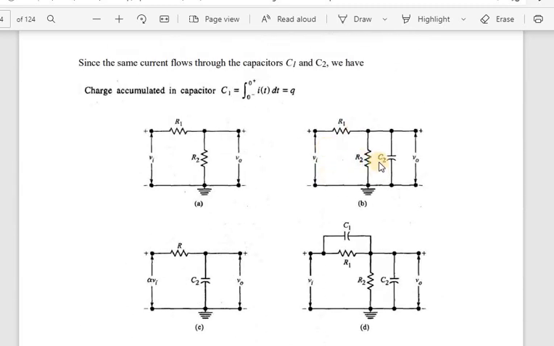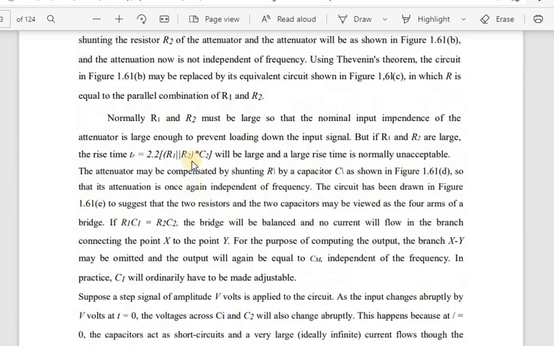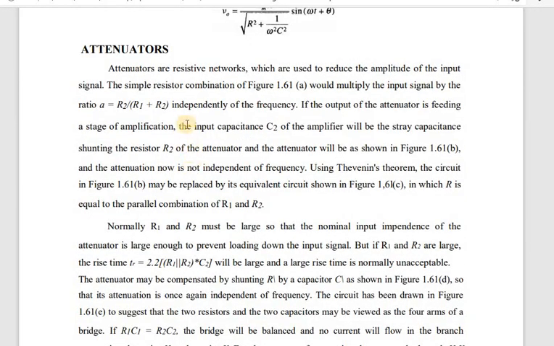This part is the actual attenuator, this is the normal ideal attenuator. And how we are going to see that is here. So attenuators are basically resistive networks which are used to reduce the amplitude of the input signal. As I've already told, these are used to reduce the amplitude of a signal waveform.